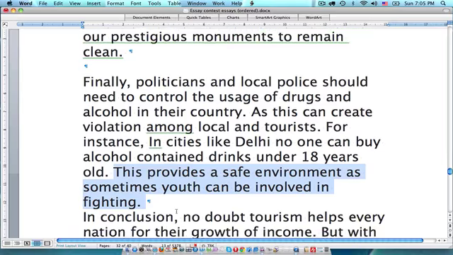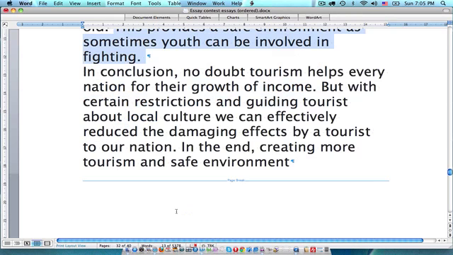And then there are the issues with grammar that also seem to be present in the conclusion. So here we have, in the end, creating more tourism and safe environment. That's not even a sentence, so I don't know what's going on there. So anyway, please focus, Deepak, on improving your grammar. But thank you for submitting that.